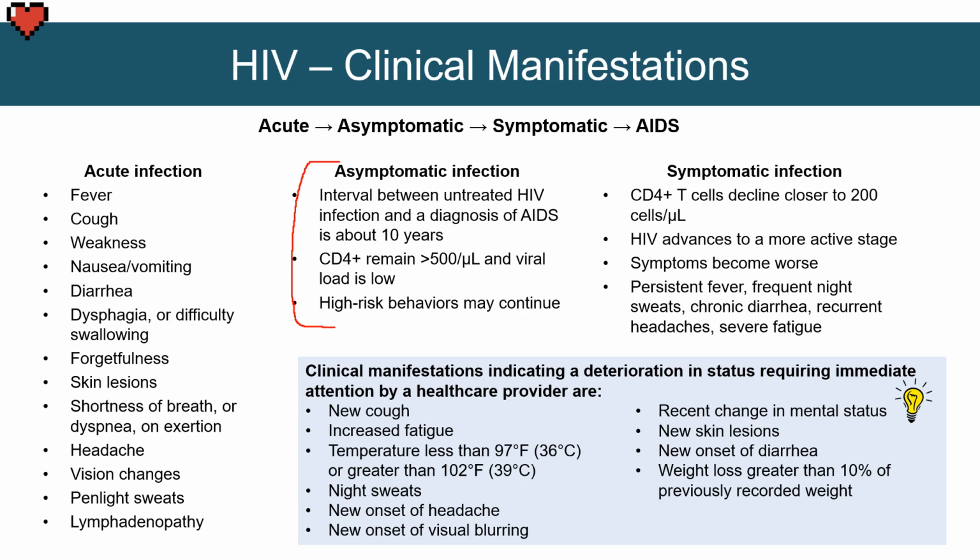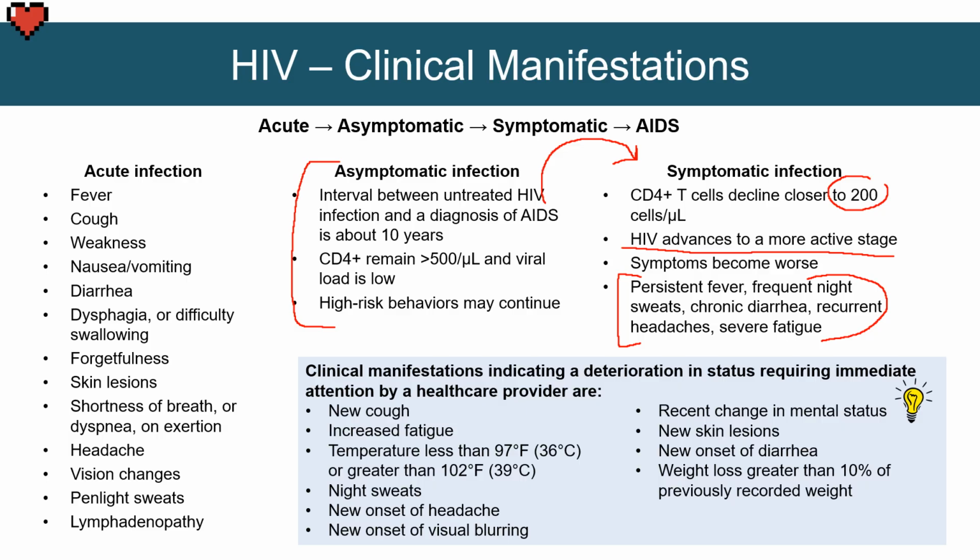years without those signs coming up. So those high-risk behaviors may continue during that time. And then once the symptomatic infection starts, those CD4 plus T cells are closer to 200 now. HIV will advance to a more active stage, symptoms become worse, and you're going to get more severe signs and symptoms, like the fever, frequent night sweats, chronic diarrhea, recurrent headaches. So everything's kind of exacerbated.